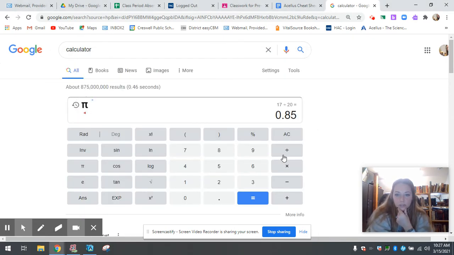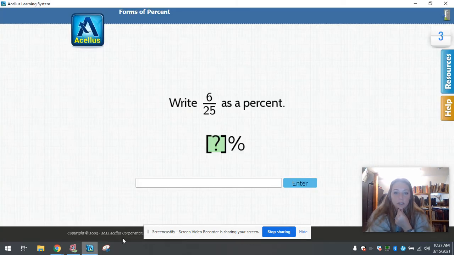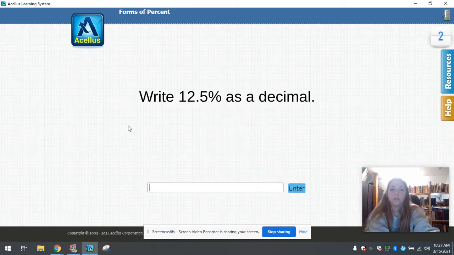Or I can go 6 divided by 25. In my calculator, I get 0.24. That 24 is in the hundredths place, 24 out of 100. So I got 24%. Percents are out of 100.